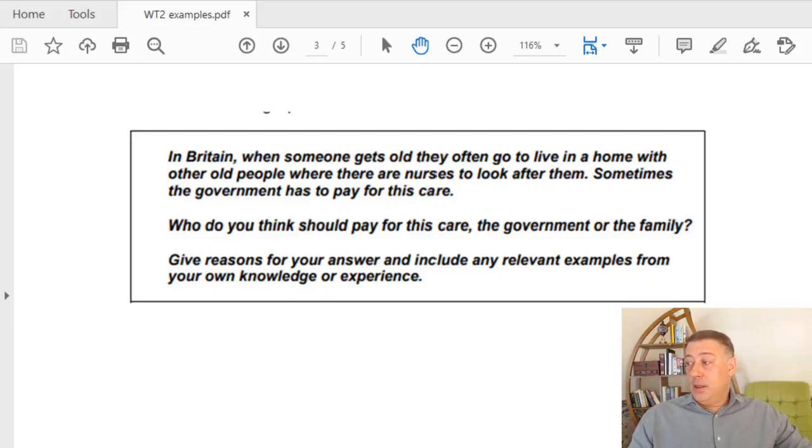Now, in terms of this, I completely agree, that's not really appropriate here. So you're not being asked to agree with one side or the other. You're being asked to choose one side and explain why you think that side is the better option. I strongly believe the government should pay for the care for two reasons. Or I believe the family should pay for the care because it offers them more choice and can better cater to different families' differing needs.